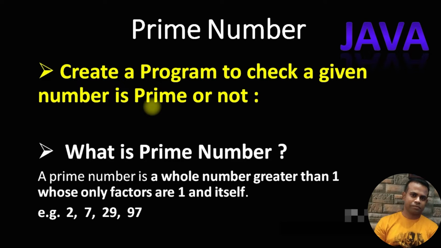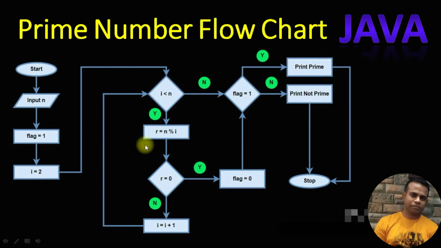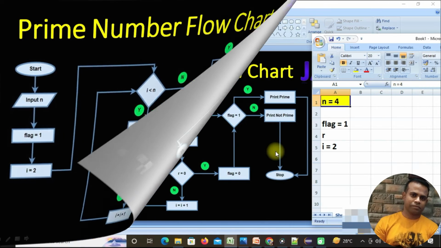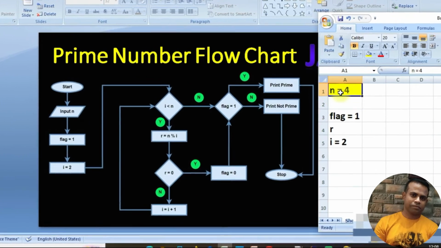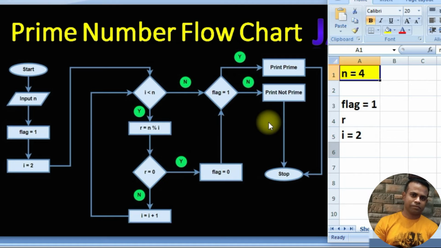So first, check the flowchart. This is the flowchart of a prime number, but we will understand it with some values. First we will check this flow with a non-prime number, then with a prime number. So 4 is a non-prime number. Let's check how it works here. Our program starts here and we have to create some variables. One is n, where the user's input will be collected, then we set flag equal to 1, or if it's not prime, we set it to 0 based on the logic.